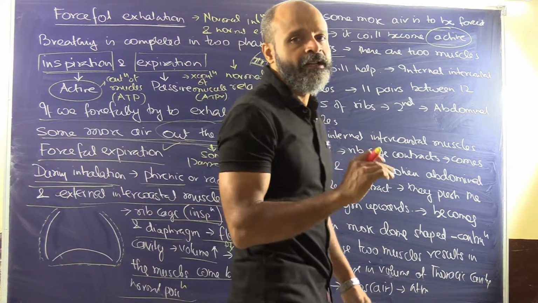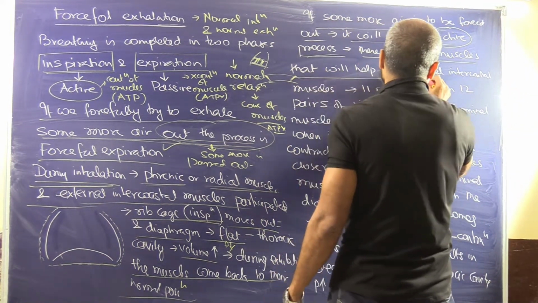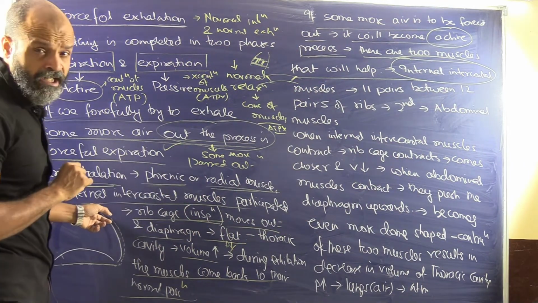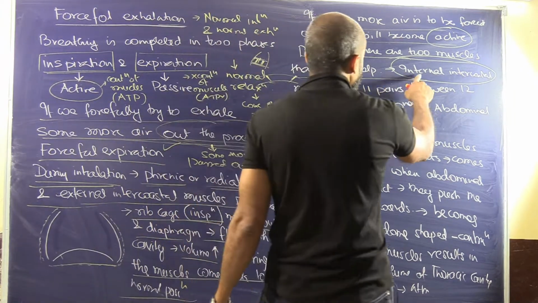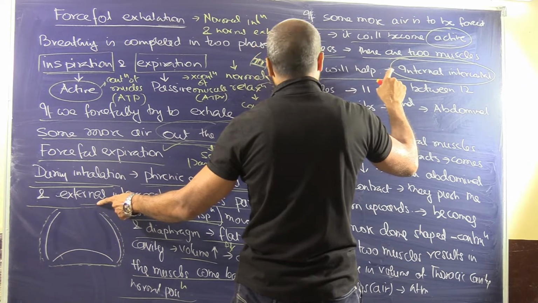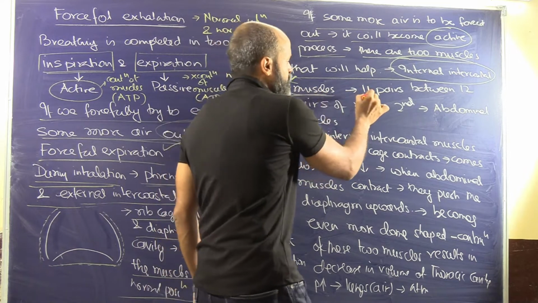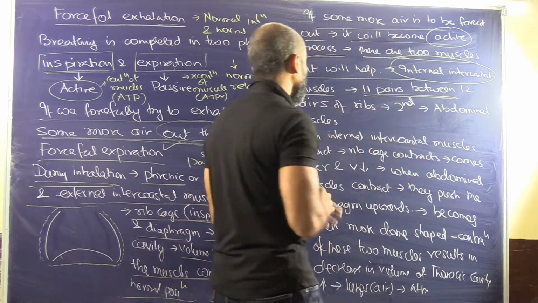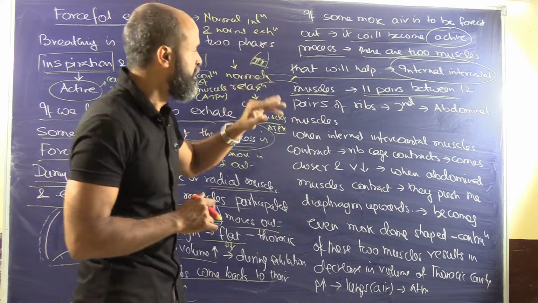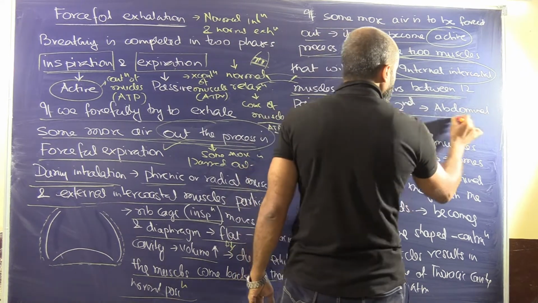You will now require special muscles to do so, and there are two muscles that will help. In inhalation it was the external intercostal muscles; in exhalation it is the internal intercostal muscles. Between the 12 pairs of ribs that we have, there are 11 pairs of intercostal muscles.